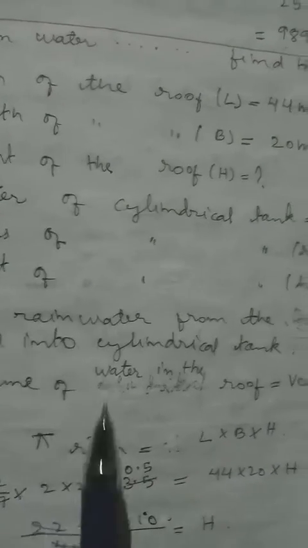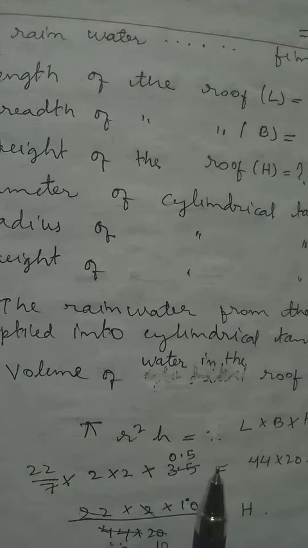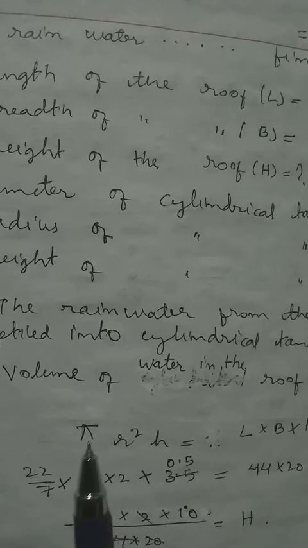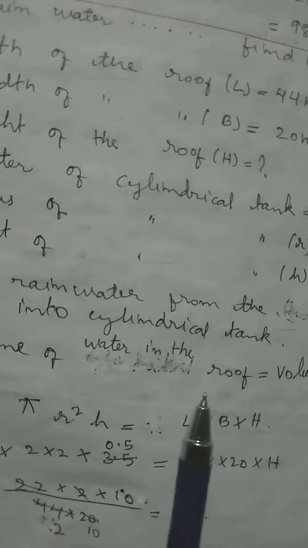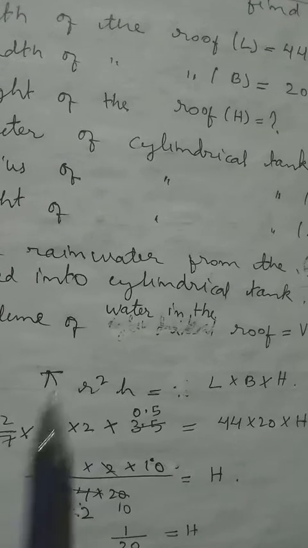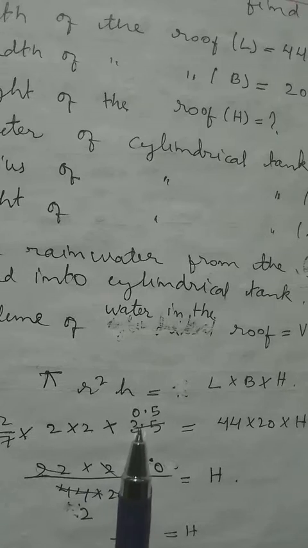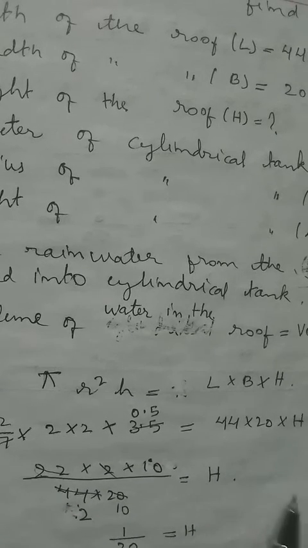So clearly the rainwater from the roof falls into the cylindrical tank. So that means the volume of water in the roof will be equal to the volume of water in the tank. So the formula for volume of the water in the tank, it is a cylindrical tank, so it will be pi r square h. Then the volume of the roof will be length into breadth into height. So pi we know 22 by 7, r we know 2 into 2, h we know 3.5. L we know 44, B we know 20, H we still have to find.